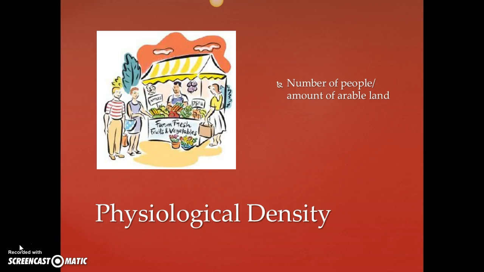Our last type of population density is physiological density. Physiological density is basically a combination of the other two. So we're going to take the total number of people and divide it by the amount of arable land. And arable, again, just means land that's able to be farmed. Again, this gives us an idea of approximately how self-supporting a given population or a given territory could be.